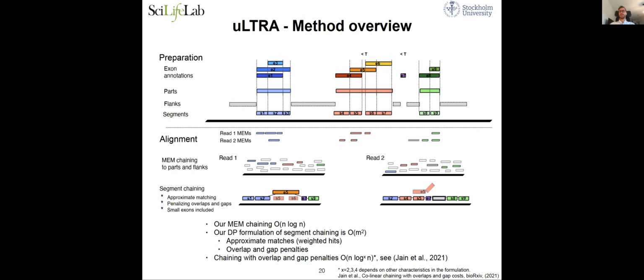However, there is some interesting work in this direction where some authors have already shown that chaining with overlap and gap penalties can be solved subquadratically. And this, I think, was presented at HITSEQ this year. So I encourage you to look into this paper if you're interested in this type of research.